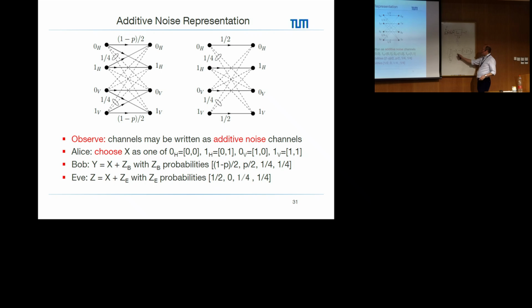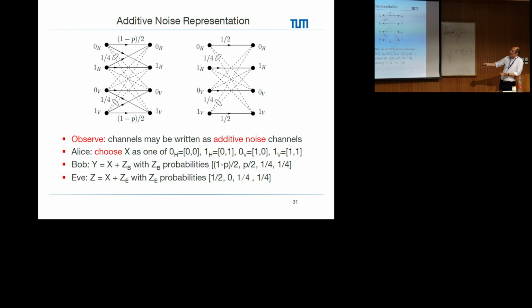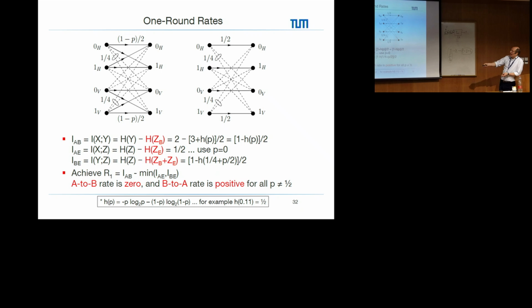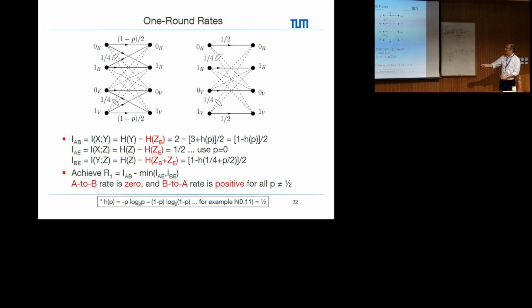Now, there might be situations where you can only communicate from Alice to Bob, and then the capacity is zero, right? Because if it's one way, it's like having a wiretap channel with Bob weaker than Eve. We can compute the mutual information. The mutual information between Alice and Bob here is I(X;Y). So the entropy of Y is just 2 if all inputs have probability a quarter. The entropy of the noise, you just take this distribution and compute its entropy. You get something like this. Information between Alice and Eve, you get, again, 2 minus the entropy of this, which is 3/2, right? That's just a half, quarter, quarter distribution, so we get a half.